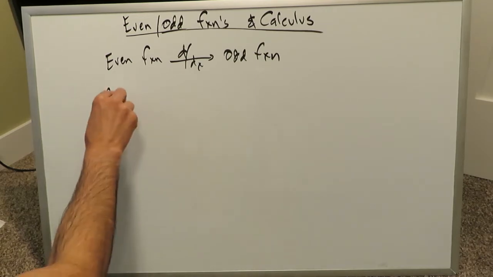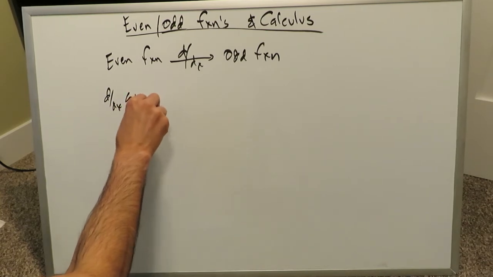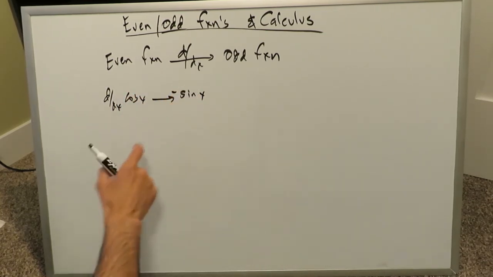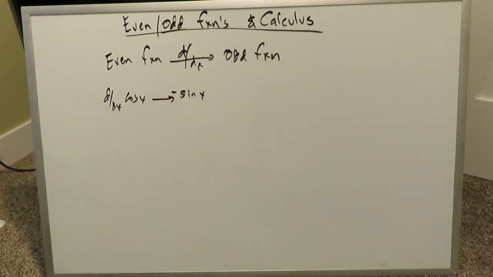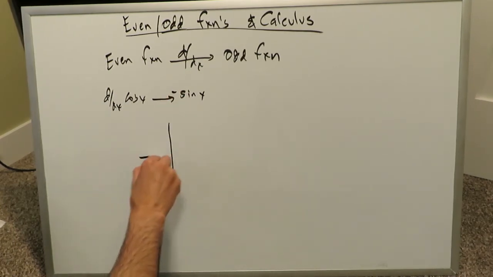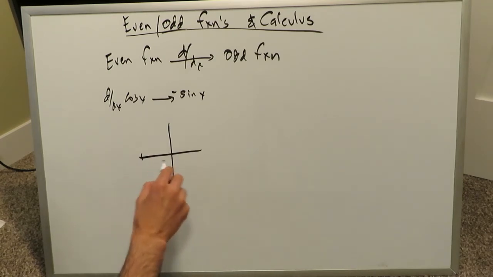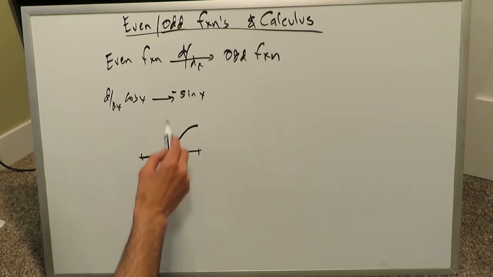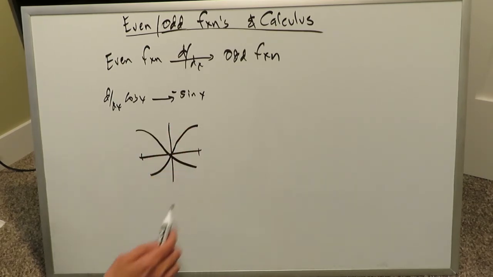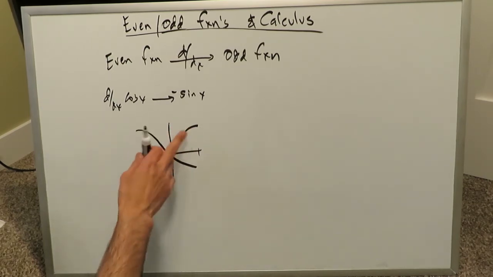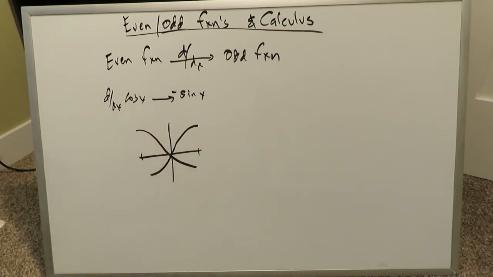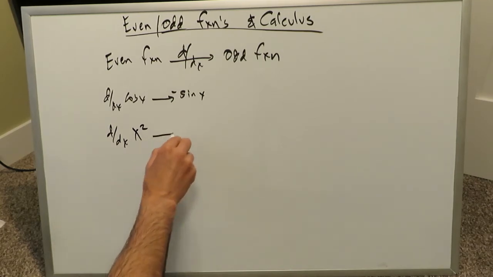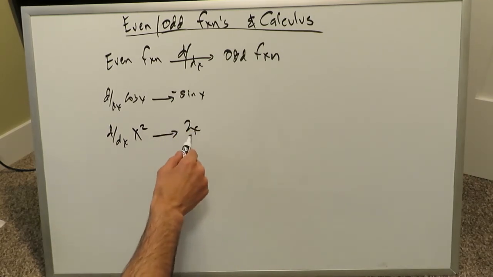Think about it. Derivative of cosine x gives you minus sine x. It's an odd function, and this right here is odd even with the presence of that negative, and you know why. If from a very limited domain, let's just say from minus pi over 2 to pi over 2, sine looks something like this, the minus sine x would look something like this. It would just be a reflection of it, but it would still be an odd function. Derivative of x squared, a very famous even function, gives you 2x. This here is an odd function.